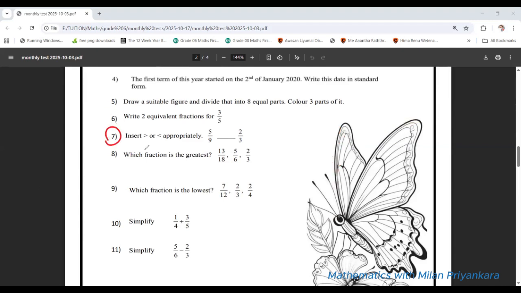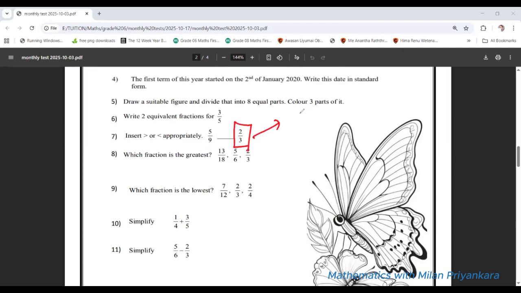Now we are in the 7th question. Insert greater than or less than appropriately. If the denominators are equal, we can easily compare, or if the numerators are equal, we can also easily compare. But here the numerators are different and the denominators are also different. So we need to make this into a common denominator.